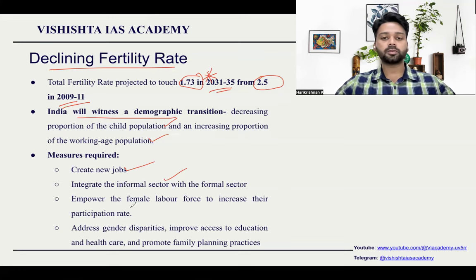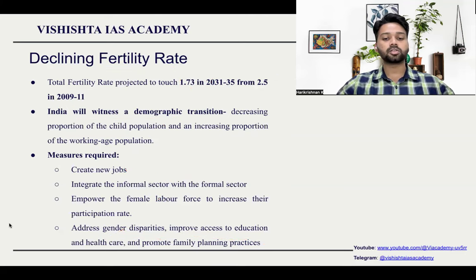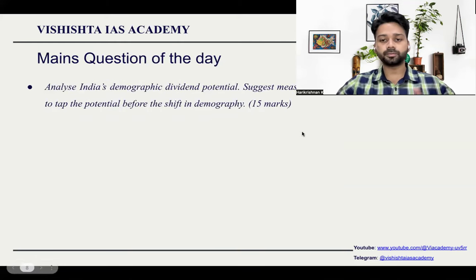Female labor force participation in India is very low. More females should come and get involved in employment. Only 25% of the female labor force has been working until now. So we need them to get involved here. Address gender disparities, and improve access to education, healthcare, and family planning practices. Everything should be given focus so that the youth population will get empowered. That is the basic idea.